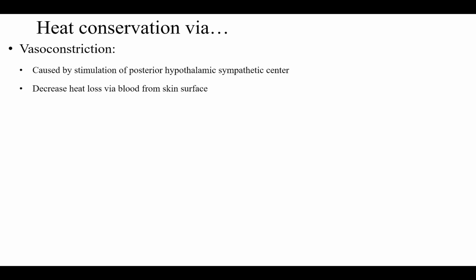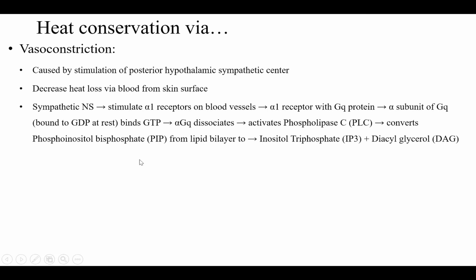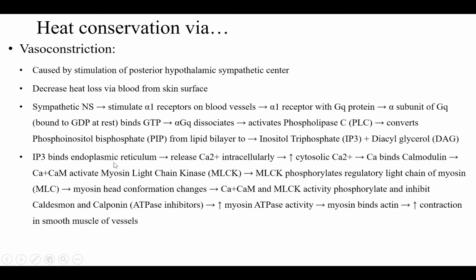So you have decreased heat loss via blood from the skin surface due to vasoconstriction. What's the mechanism? The sympathetic nervous system stimulates alpha-1 receptors on the blood vessels. Alpha-1 receptors are linked with Gq protein, and the alpha subunit of Gq protein, which was bound to GDP at rest, now binds GTP when stimulated. The alpha Gq subunit dissociates and activates phospholipase C, which converts PIP2 to IP3 and DAG, diacylglycerol. IP3 binds the endoplasmic reticulum and releases calcium, increasing the cytosolic concentration of calcium.